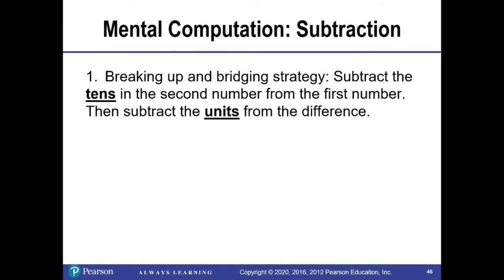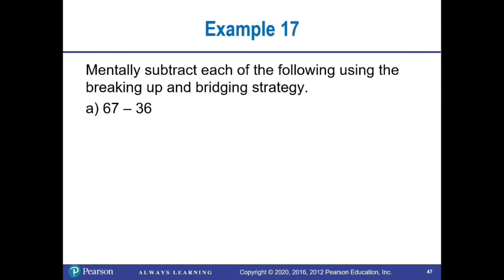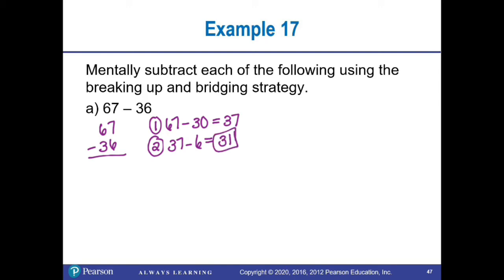That brings us to our mental computation. So we have our breaking up and bridging strategy where we subtract the first number minus the tens in the second number, and then we subtract our units. Here we have 67 minus 36. My first step is to say 67 minus 30. The 30 comes from that tens place. That 3 is 3 tens or 30. 67 minus 30 is 37. Now I haven't subtracted the ones place, that's 6 yet. So I say 37 minus 6 is 31.